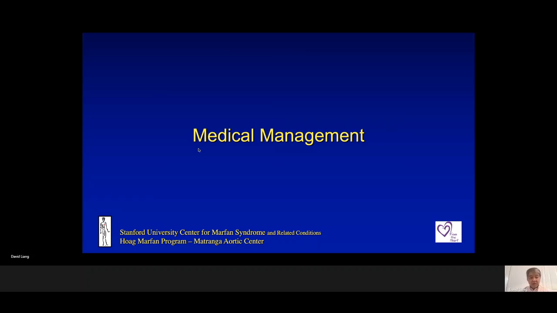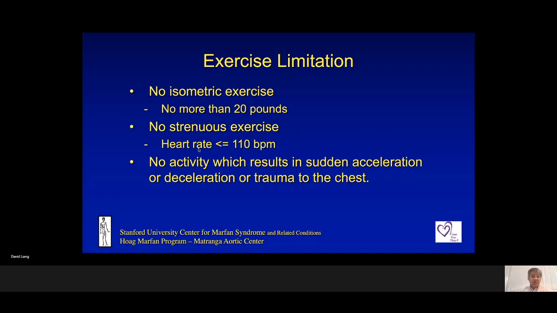The key to medical management remains limiting the blood pressure rise. These are the standard guidelines, off the Marfan Foundation website, in terms of the exercise recommendations. They're pretty prescriptive, saying no lifting of more than 20 pounds, no more than 110 beats of heart rate, and preventing trauma and acceleration. Basically, we're trying to prevent pressure load on the aortic wall, which is what we should do when you have a weakened aorta. But this is probably a little too rigid and doesn't account for different aspects of life.